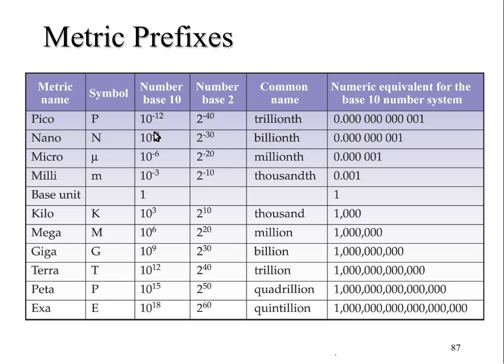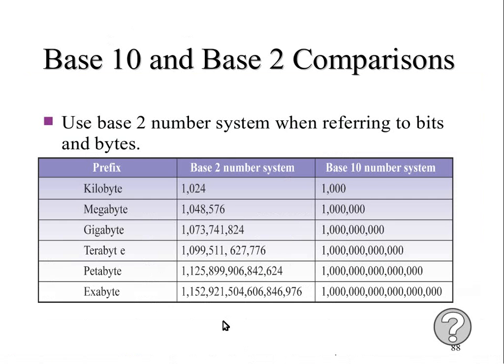All of these units are often used with computers in one way or another. Maybe you'll talk about how fast a memory is. It would be measured in nanoseconds, for example. Or how fast access is on a hard drive. That would be measured in microseconds. So there's lots of different ways we use these metric prefixes.